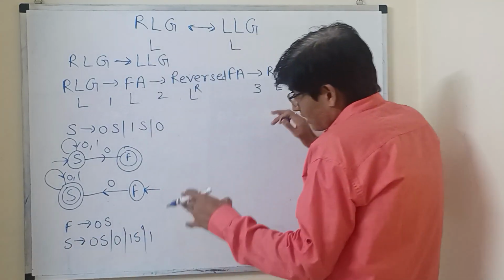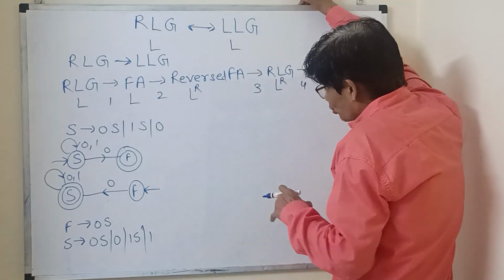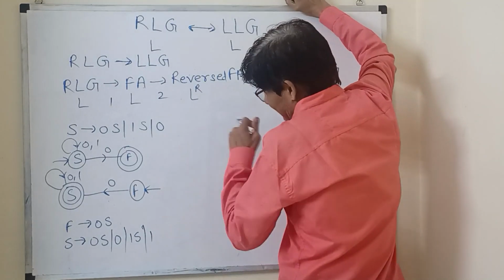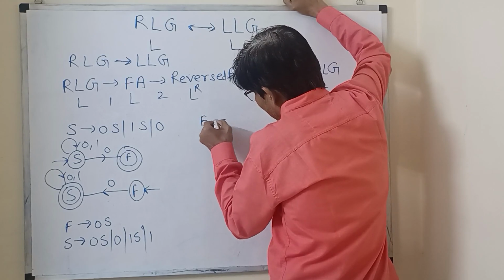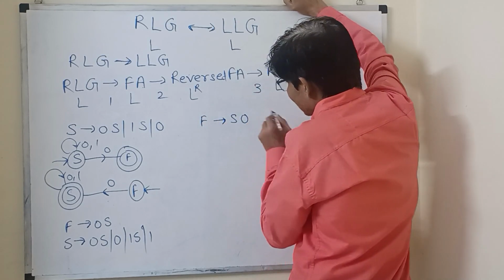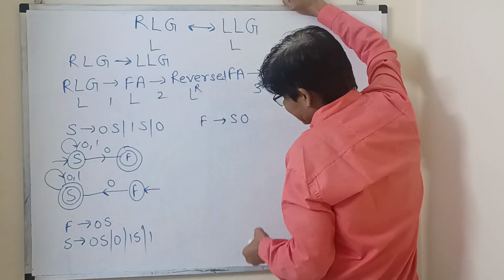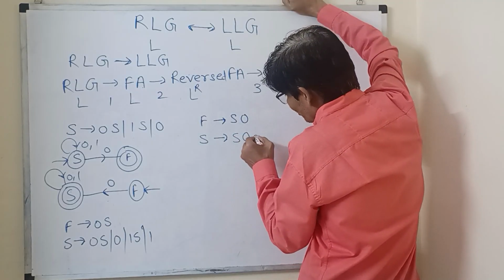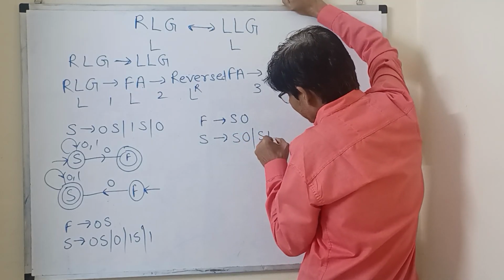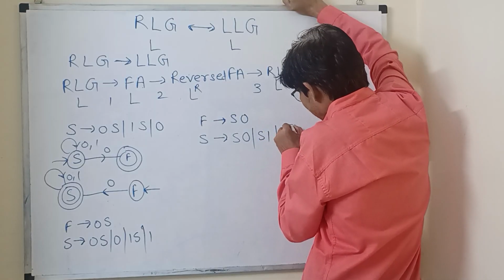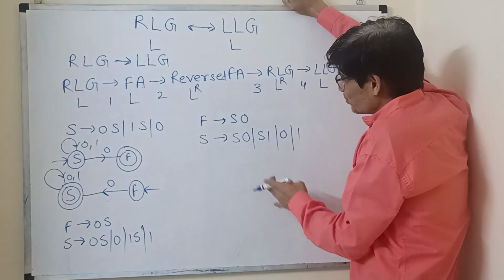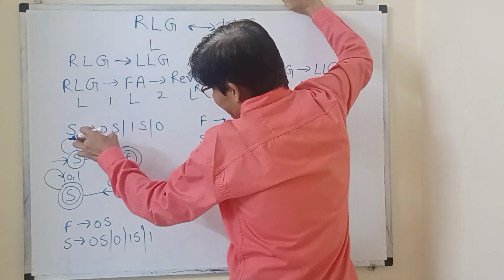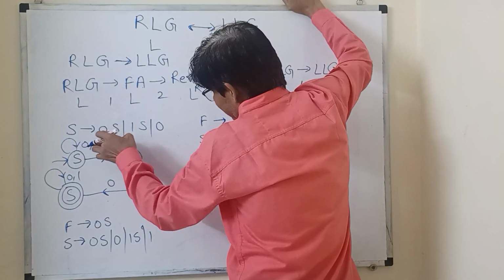Now we can convert this particular RLG into LLG just by reversing the right hand side of each production. So I can have F gives S0. I reverse the direction, and then S gives S0, S1, 0 and 1. So this would be the equivalent LLG to generate the same language generated by the given grammar.